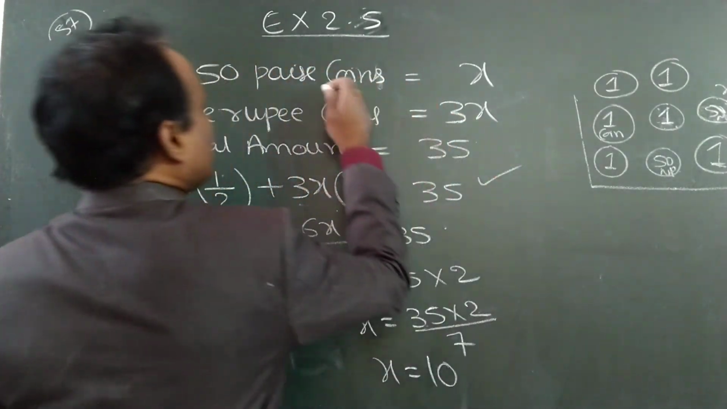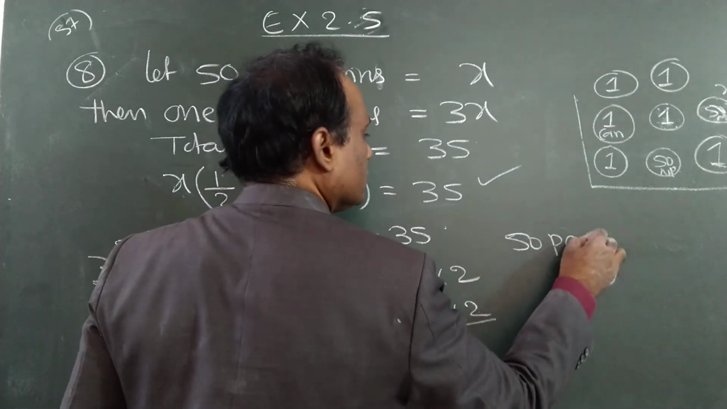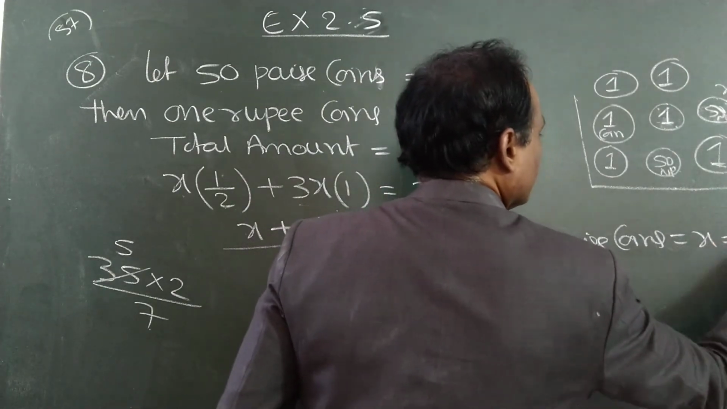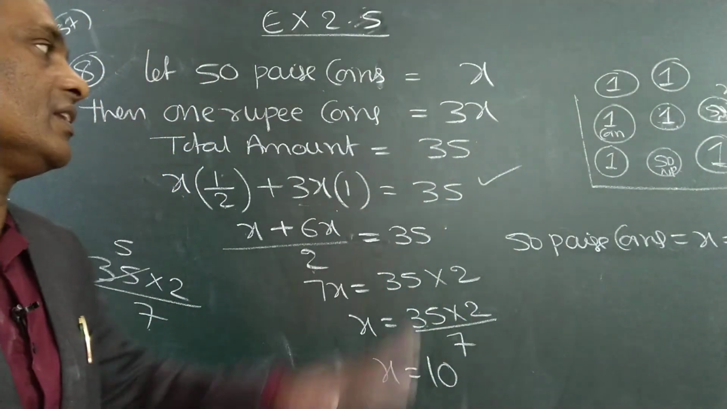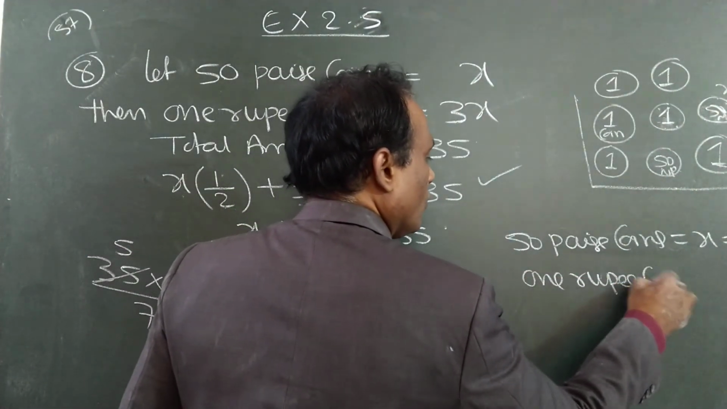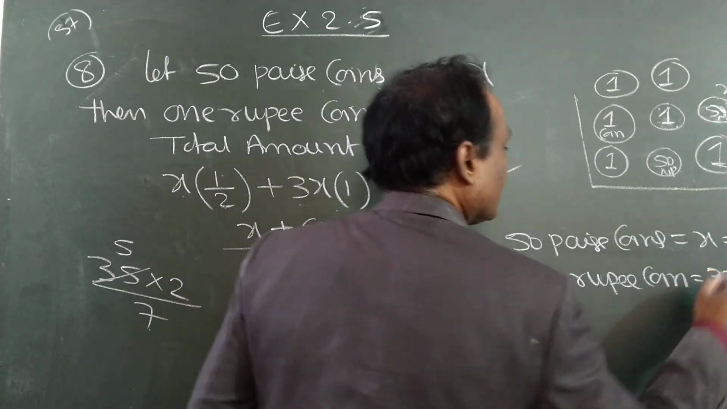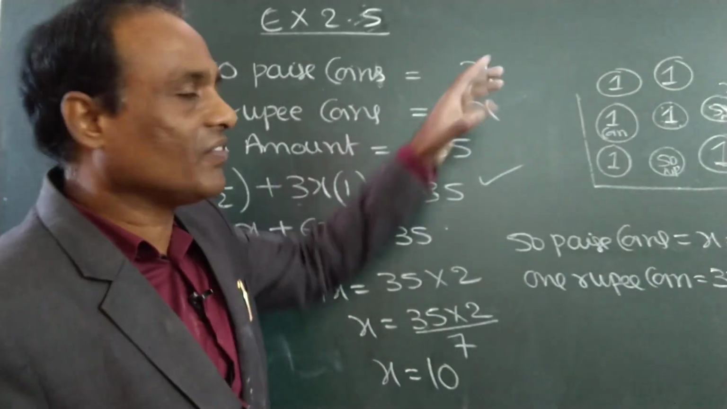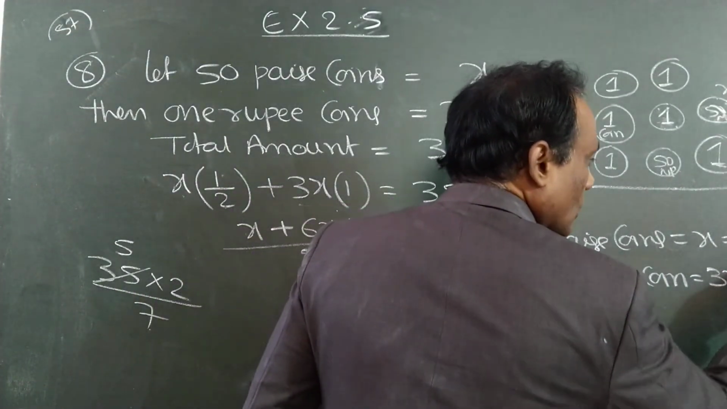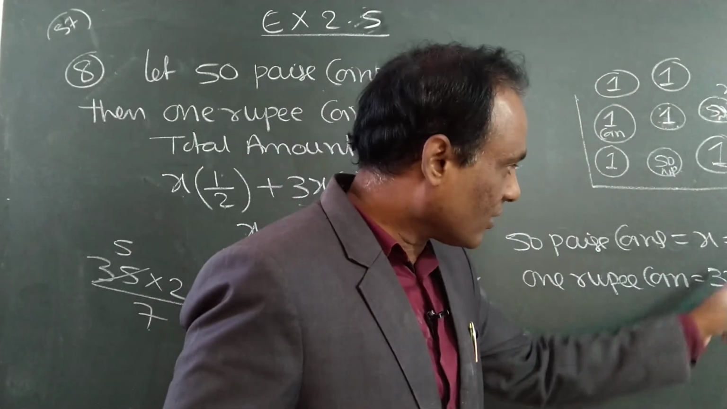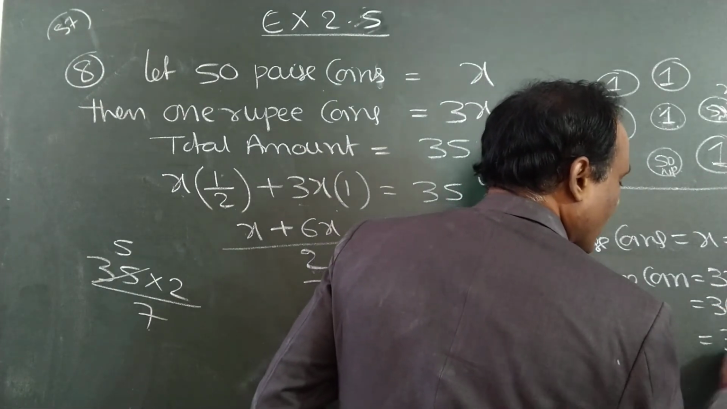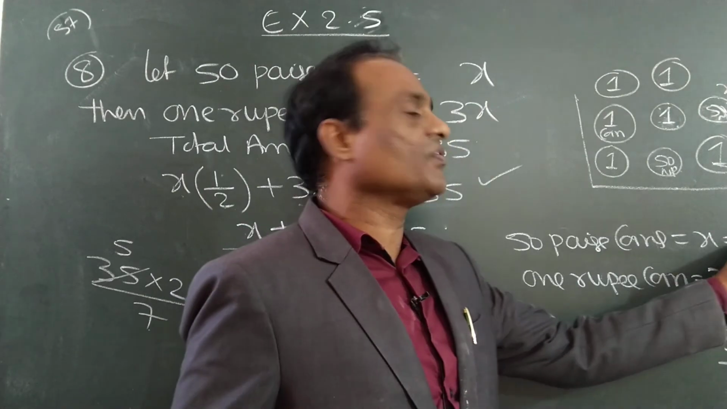So see here, I will write the answer. 50 paise coins are x, and x means we got 10. How many 50 paise coins do we have? 10. 1 rupee coins are how many? 3x, the triple. Whatever 50 paise coins we have, 1 rupee coins are triple. So 3 into 10, x is 10, no? 3 into 10 is 30 1 rupee coins, and 10 50 paise coins.